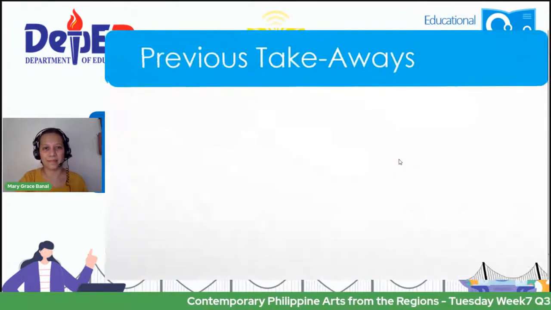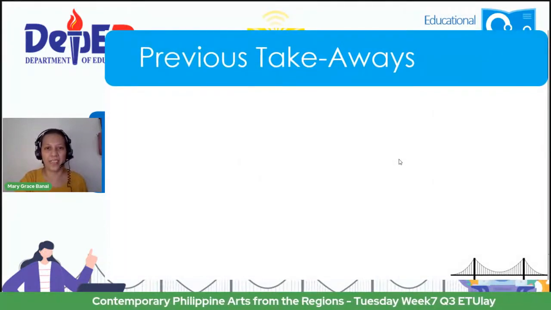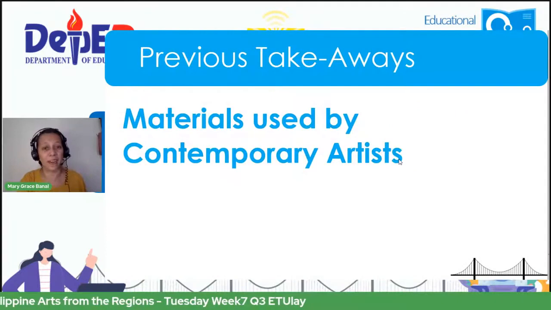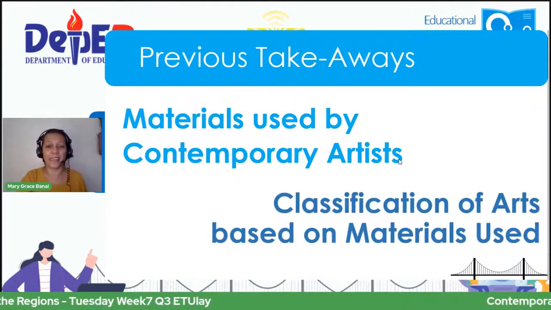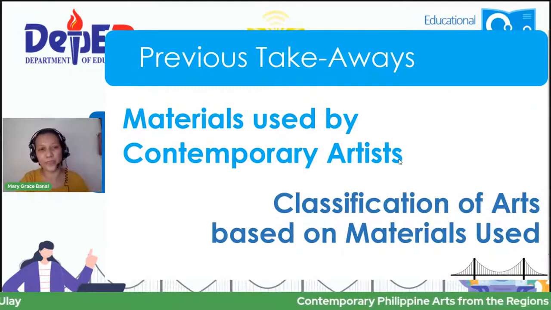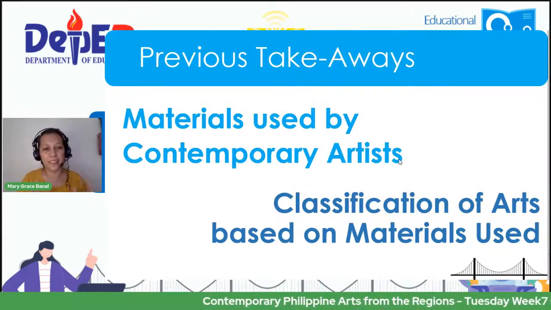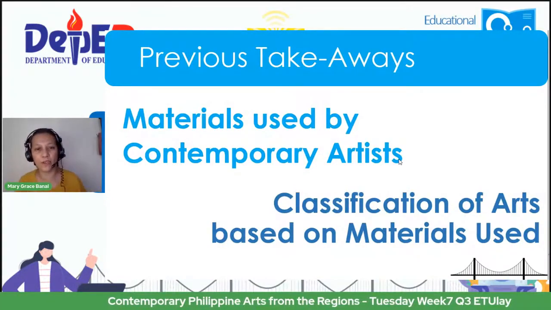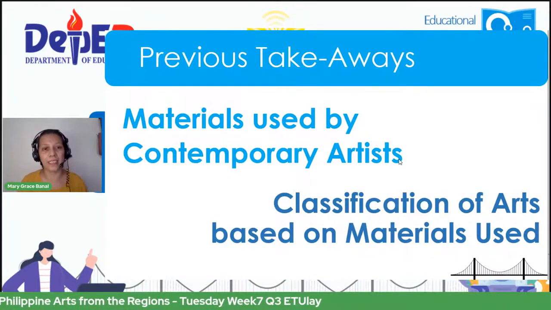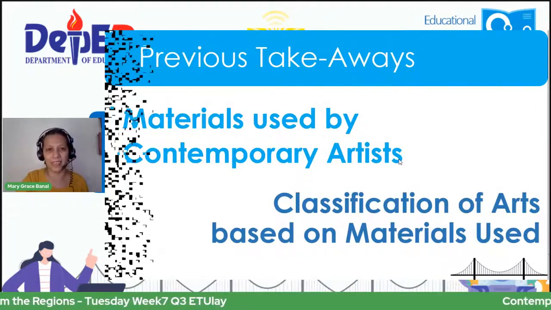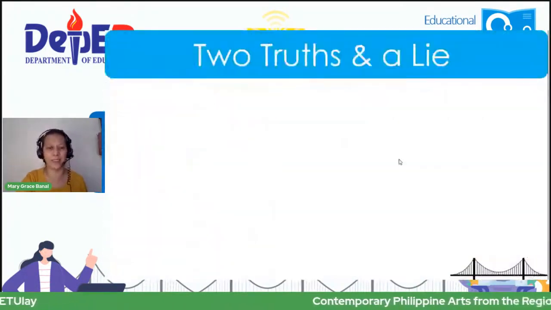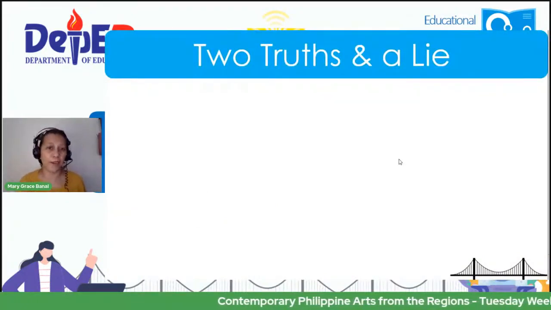So last week, we have these learnings: the materials used by contemporary artists, and syempre, the classification of arts based on materials used. So natutunan natin na arts is not only classified by the technique or the different schools, no? Pero based din sa mga materials na ginagamit ng mga artists. So this time around, we'll be moving on to the techniques used by different artists in contemporary arts.